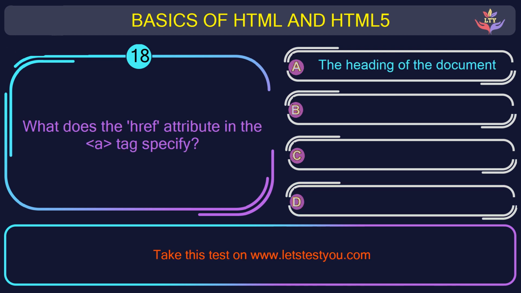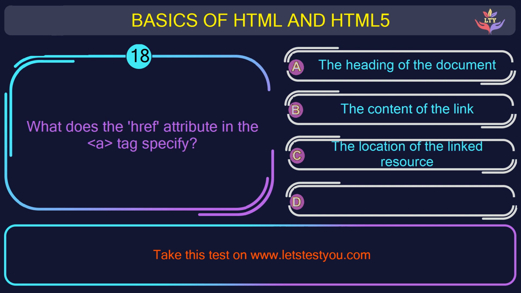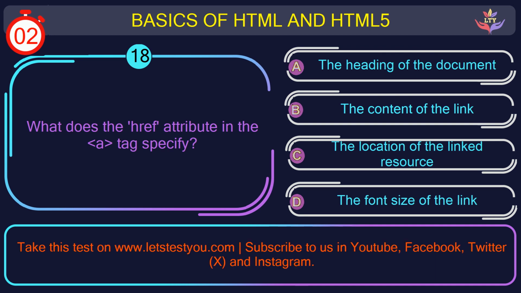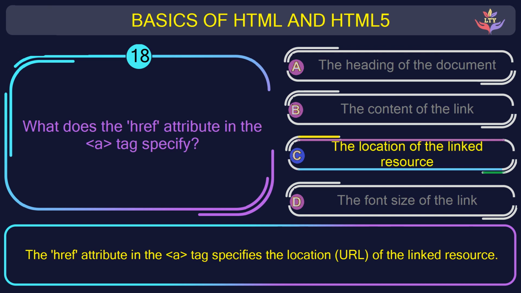Question number 18. What does the href attribute in the a tag specify? The correct answer is option C. The location of the linked resource. The href attribute in the a tag specifies the location, URL, of the linked resource.